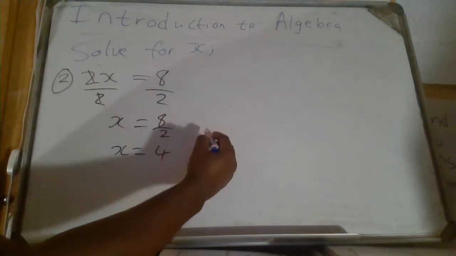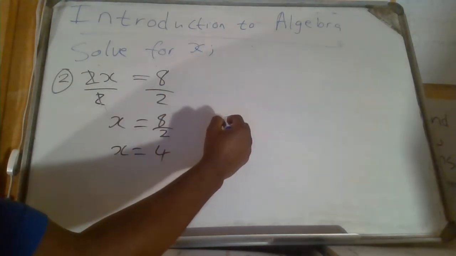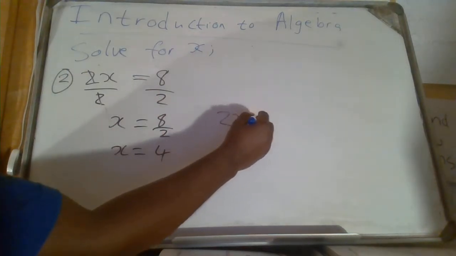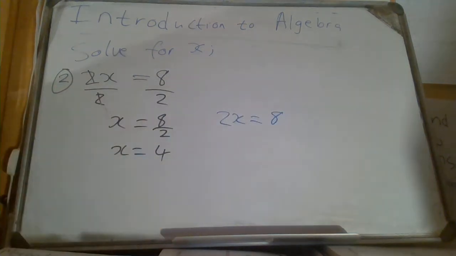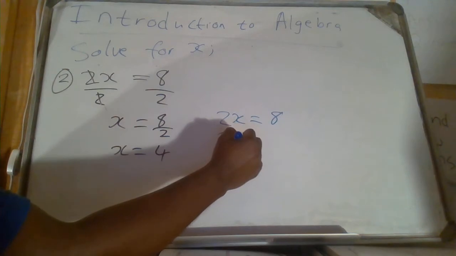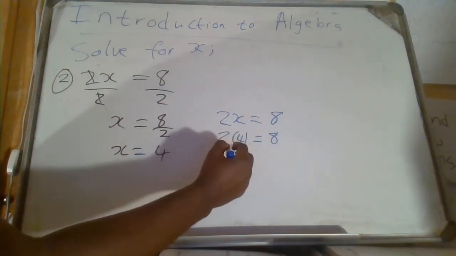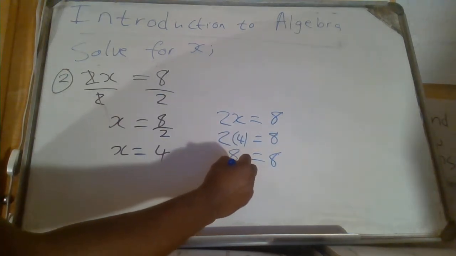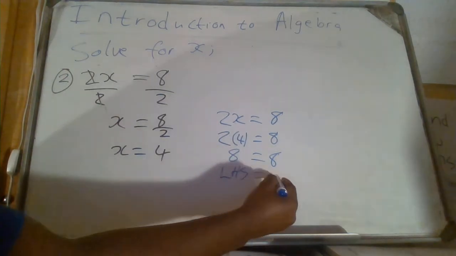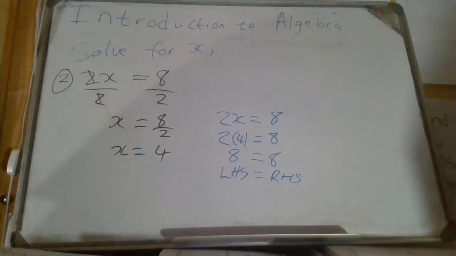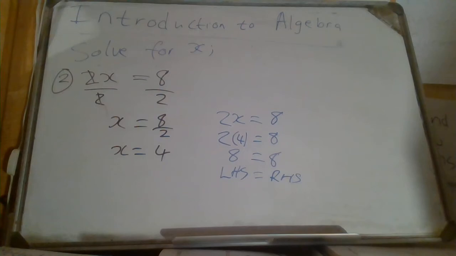Now, does x equal to 4 work in this equation? Remember the equation that we had was 2x is equal to 8. So when we put 4 here, what happens? Aha, we get 8, which is equal to 8. What does it mean? It means the left hand side is equal to the right hand side. That means our answer is correct. Okay, so we know that our answer is correct.